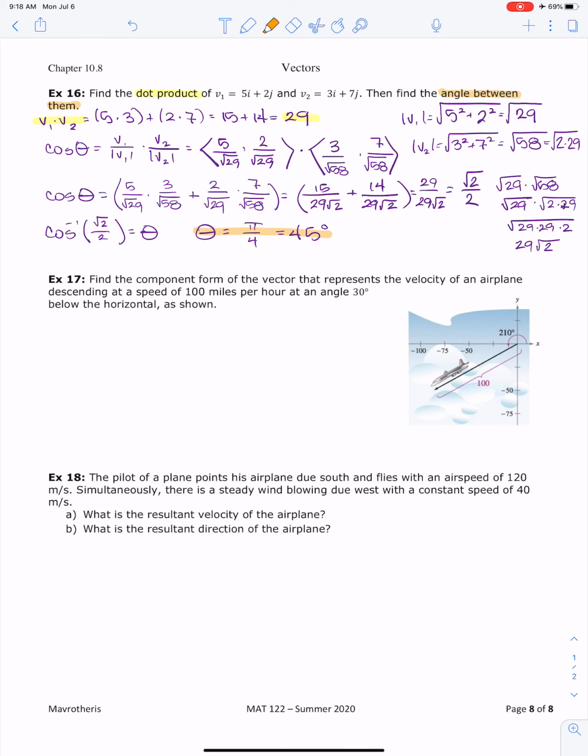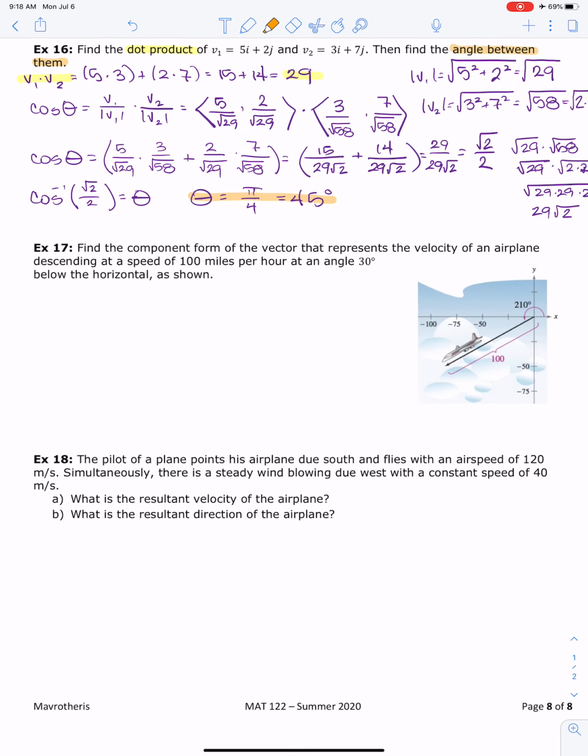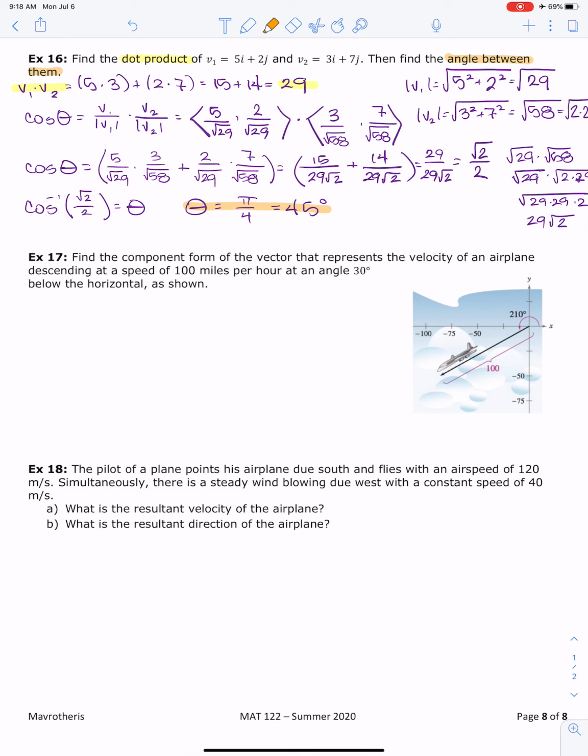Examples 17 and 18, you guys, those are both application problems. Unrelated to 16, we're not finding the dot product or the angle between them, but we do want to make sure that we know how to use vectors to solve application problems. So example 17 asks us to find the component form of the vector that represents the velocity of an airplane descending at a speed of 100 miles per hour at an angle 30 degrees below the horizontal as shown.